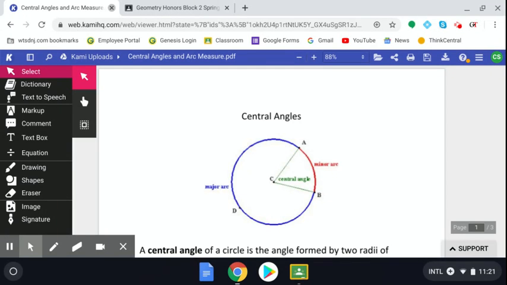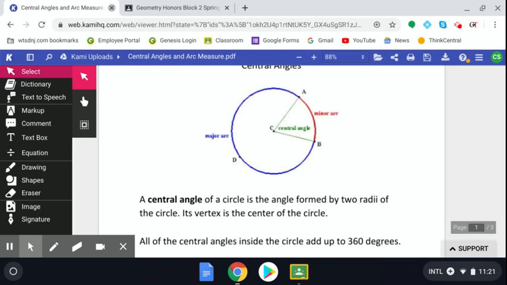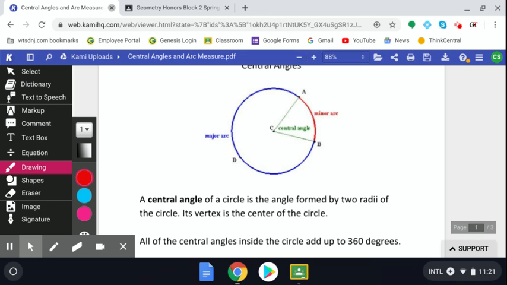Okay, so today's topic is going to be central angles and the measure of arcs. It says here a quick definition: a central angle of a circle is the angle formed by two radii of the circle. Its vertex is the center of the circle. So the vertex of the angle, if it is a central angle, must be the center of the circle. So this would be a central angle.